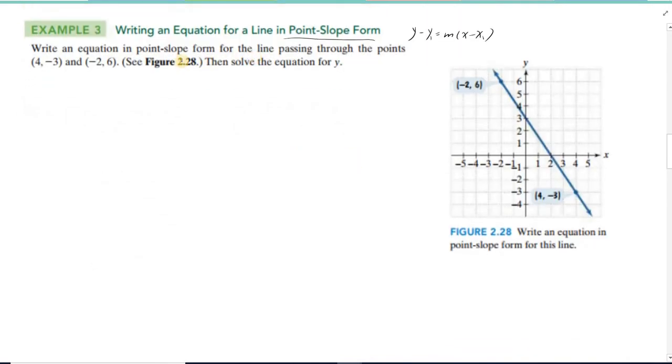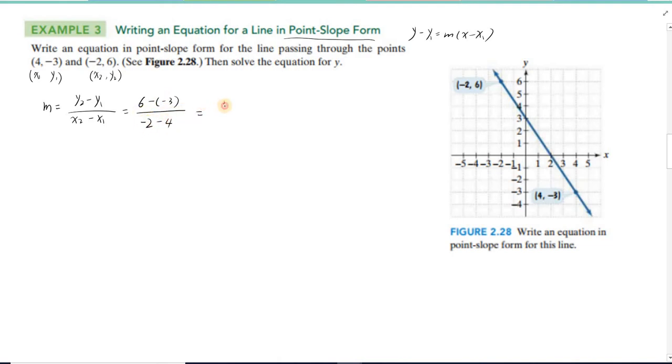Example 3. Write an equation in point slope form for the line passing through the points. We have 2 points right here. Then solve the equation for y. Okay, so here we have a graph. Even without a graph, you should be able to do this. First of all, we need to find our slope, because we have 2 points. If you can do example 1, that means you know how to find the slope. The slope equals y2 minus y1 over x2 minus x1. All you're doing is a substitution. So that's going to be 6 minus -3 over -2 minus 4.